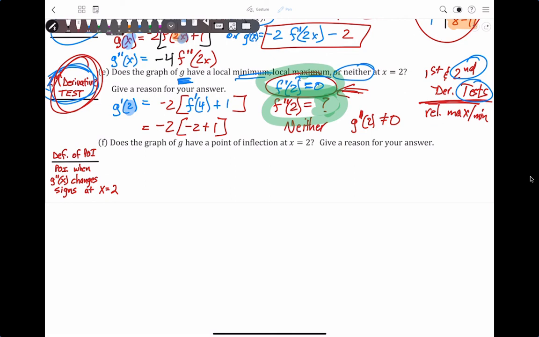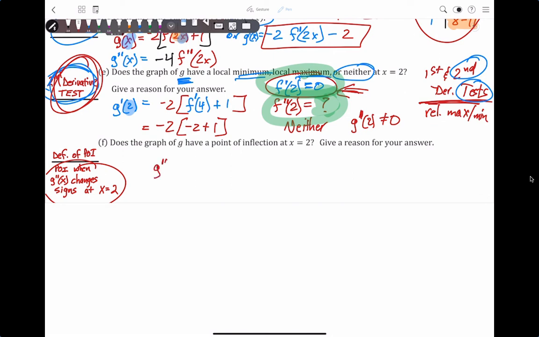Let's go ahead and finish off with F now. It says, does the graph of G have a point of inflection at 2? For the definition of point of inflection, we are looking specifically for this one at G. So we're going to analyze its second derivative at 2. Kind of looks like we're going to do a little bit of what we did in E, but it is going to be a little bit different. Let's first of all find what is G double prime at 2. So G double prime.